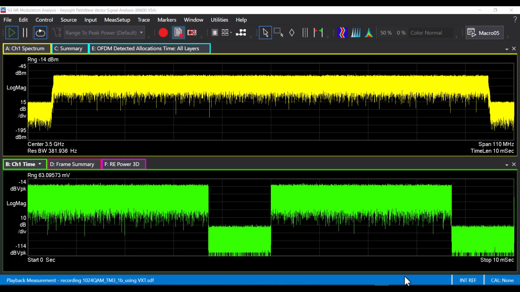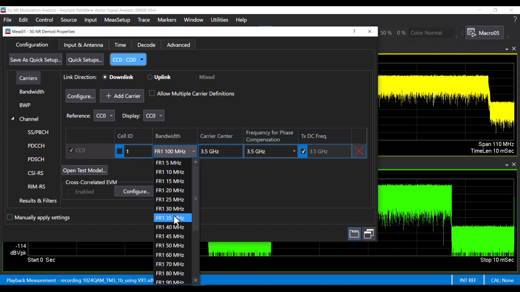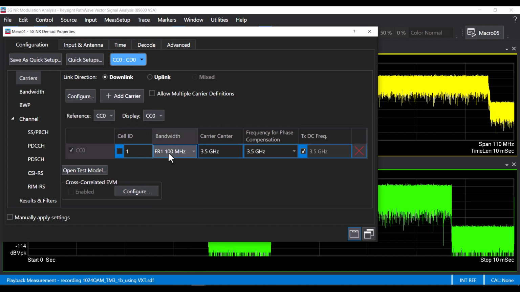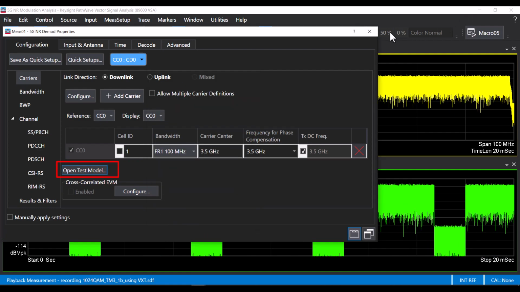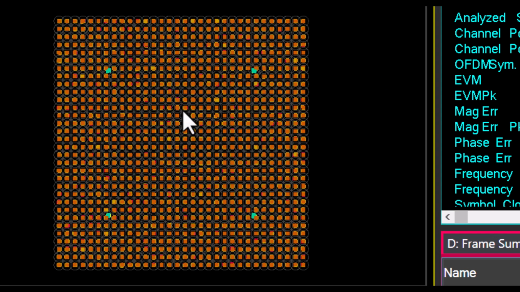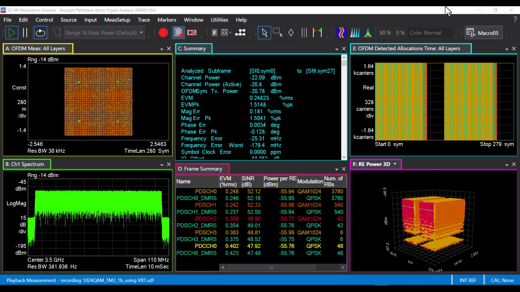Let me move on to an FR1 demo. As I mentioned, 35 and 45 MHz bandwidths are newly added to Release 17. For this demo, however, I'm going to use 100 MHz bandwidth to show the 1024 QAM signal. Test models 2B and 3.1b are newly added for 1024 QAM modulation. This is a much denser constellation than the 256 QAM in previous releases of 3GPP. You see a similar set of measurements as in the previous demo.